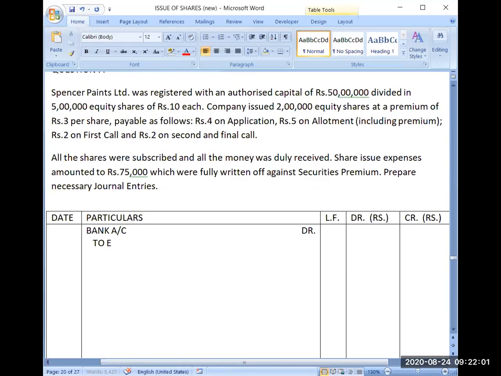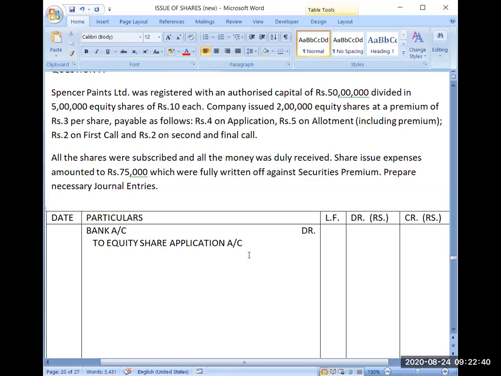To equity share application account. I clearly told you that if the question is silent on what type of share it is, you will assume it as equity share. If it is specifically mentioned whether it is equity share or preference share, you will write it accordingly. Otherwise, you will always write equity share. So this will be the journal entry. Now coming to the amount part. First remind yourself, you have received applications for how many shares?